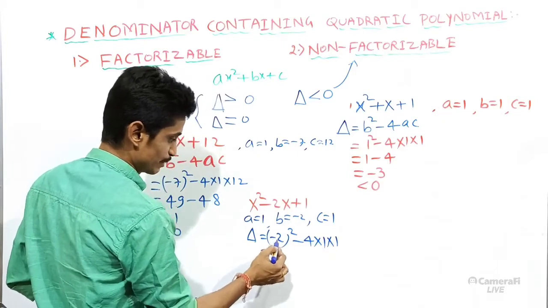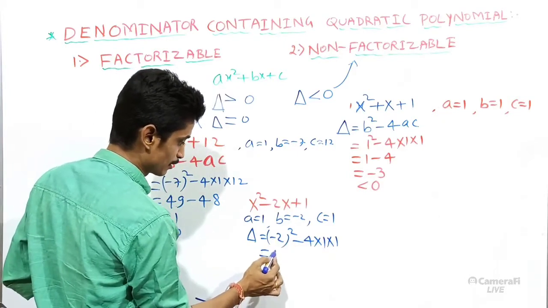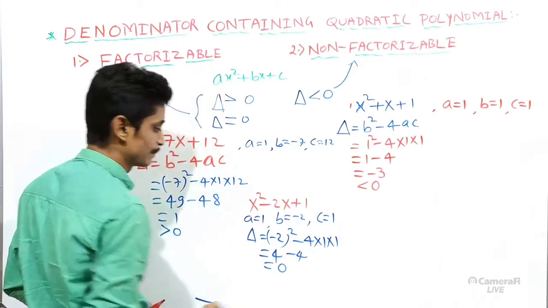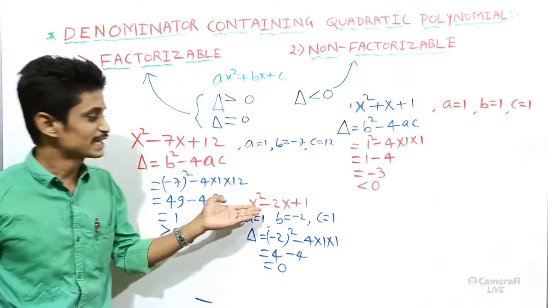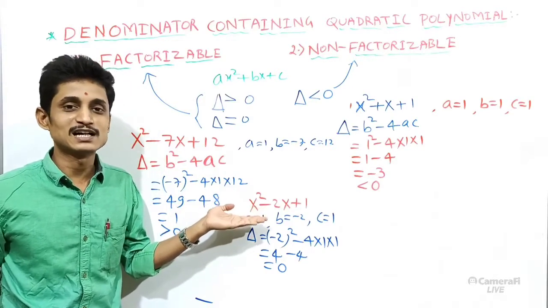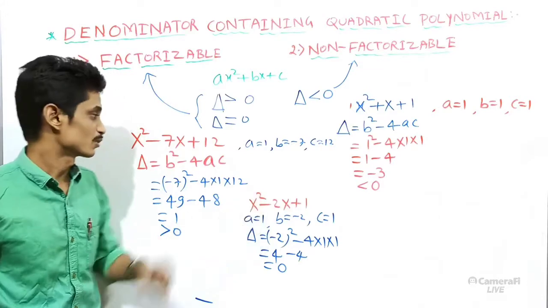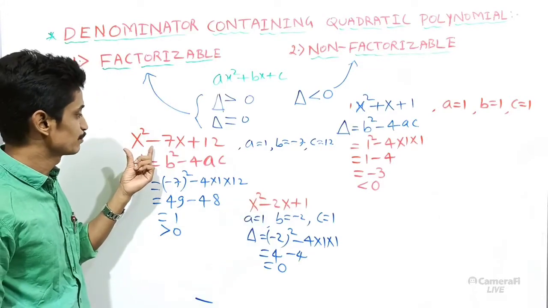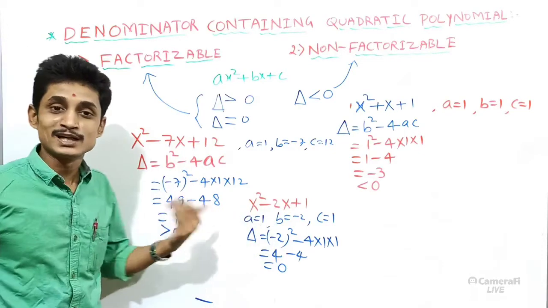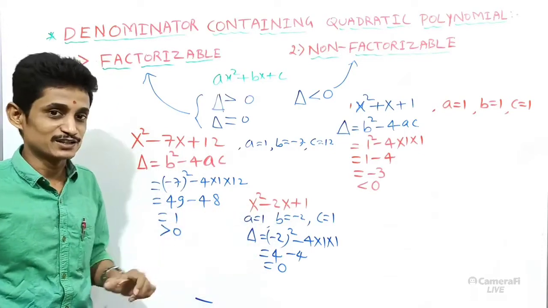It means minus 2 whole square is what? That is 4. 4 ones are 4. The answer will be 0. Easily we can factorize this. This type of quadratic polynomial has real roots. This type of quadratic polynomial has real roots. These two quadratic polynomials we can easily factorize.